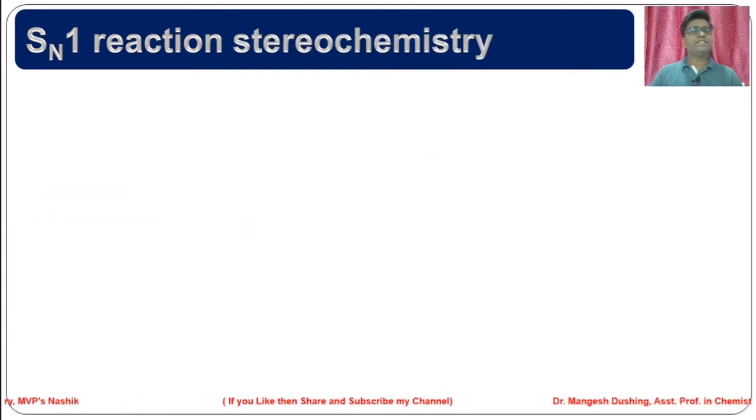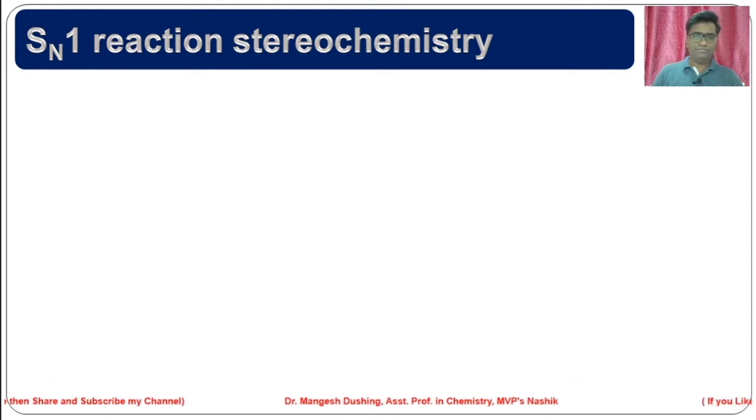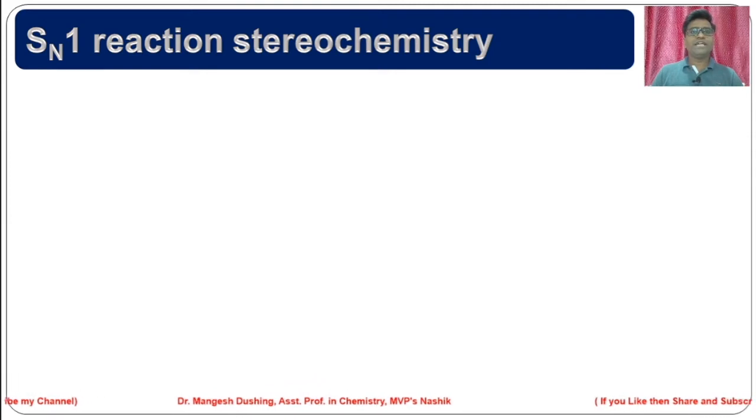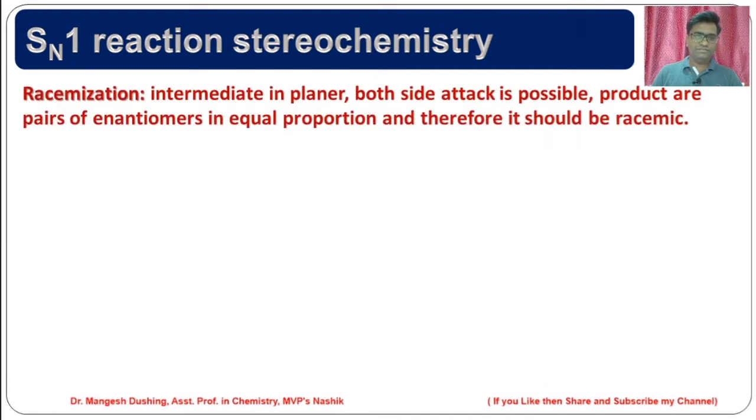Friends, now we will see the stereochemistry in the case of the SN1 reaction. As we saw in the SN2 reaction, there is a backside attack of the nucleophile, so there will be inversion of configuration. Now, in the SN1 reaction, the nucleophilic attack is possible from both sides, front side as well as back side. So, we will come to know what racemization is.